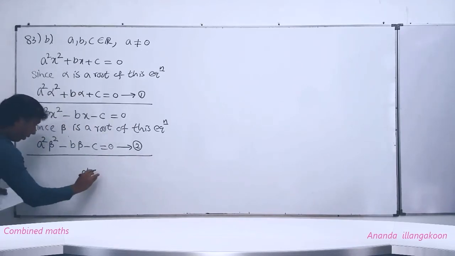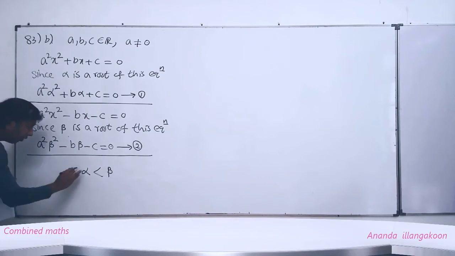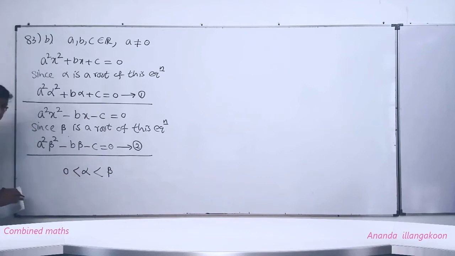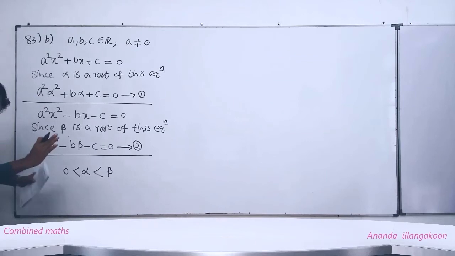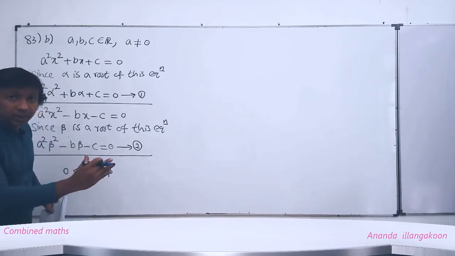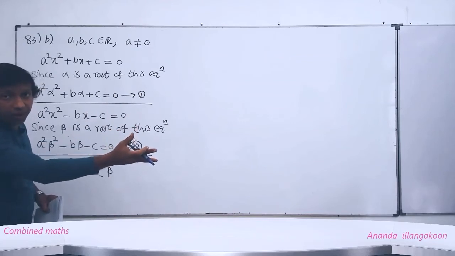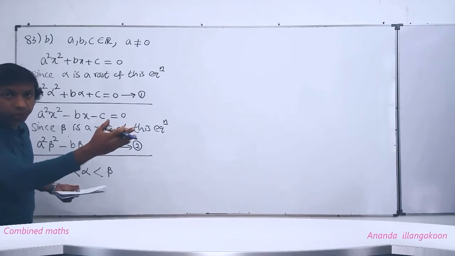alpha less than beta, alpha smaller than beta, and alpha greater than 0. What do you mean by this, people? Alpha greater than 0 means alpha positive. Beta greater than alpha means, people, beta should definitely be positive. Why? Beta is bigger than alpha. Alpha is positive. Then beta should definitely be positive.